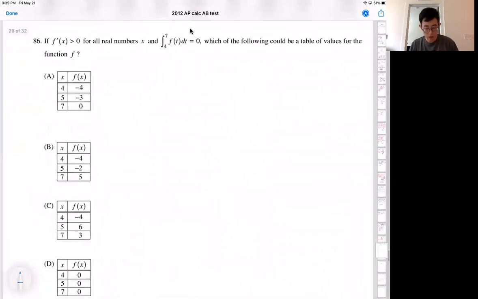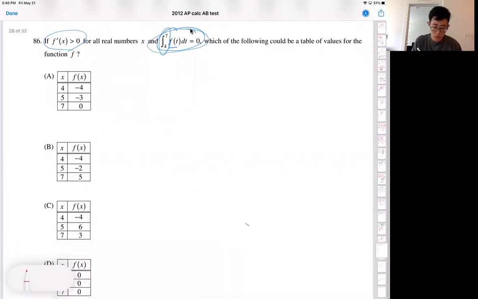86: the f prime of x is greater than 0. So that means it has to be increasing overall. Your slope is positive. And the derivative of the integral of f of t is going to give you a 0 for this one, and you're taking basically the area under the curve, if you will. Which of the following could be a table of values for the function f?